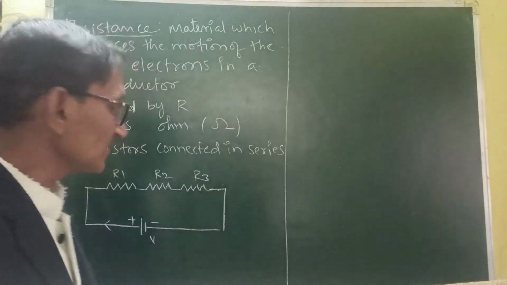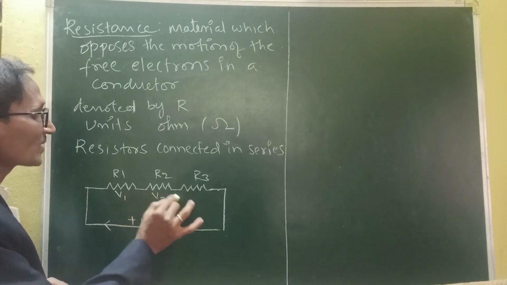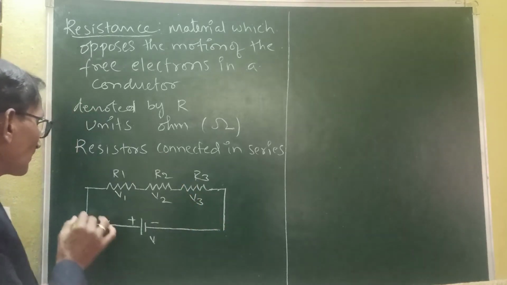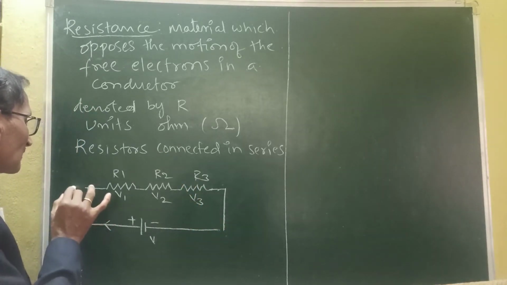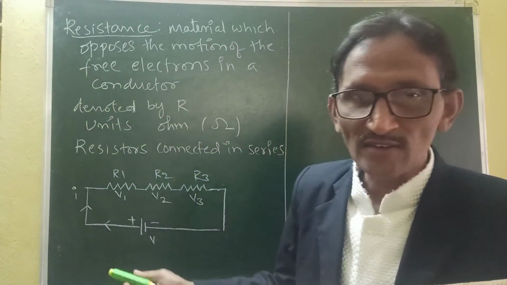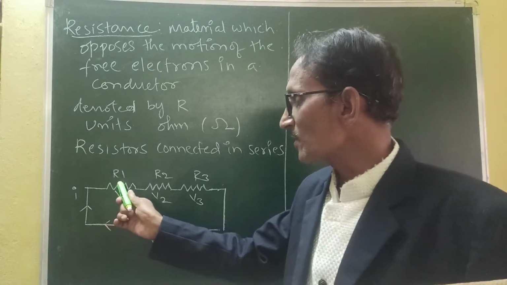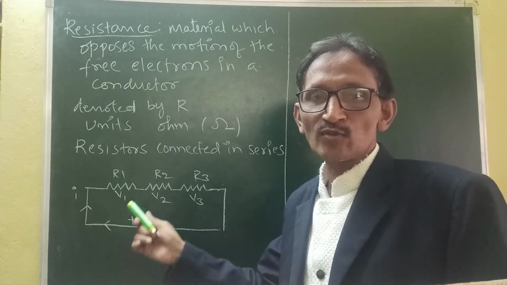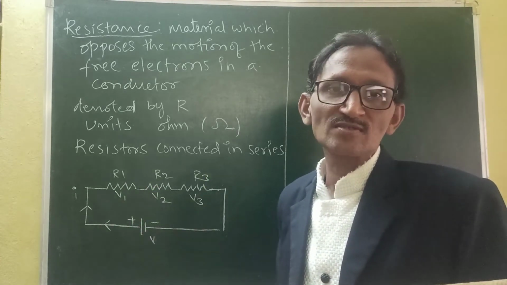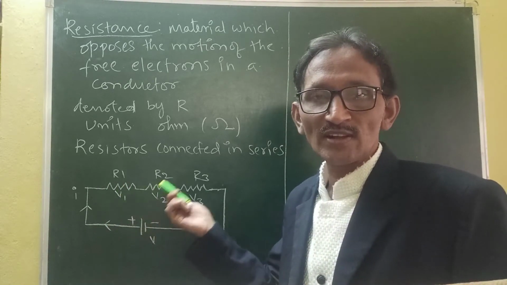Let V1 be the voltage drop across the first resistor, V2 the voltage drop across the second resistor, and V3 the voltage drop across the third resistor. Now the current I flowing in the first, second and third resistor is the same. That means the water coming out from the tank with a pressure V will be the same across the first resistor. The same water flows through the second resistor, the same water flows through the third resistor. But the pressure differences will be different. The current flowing across each resistor is the same in every resistor.